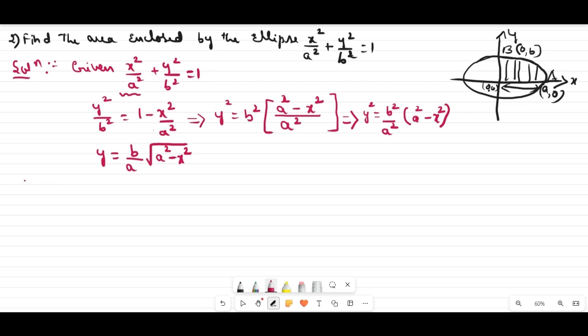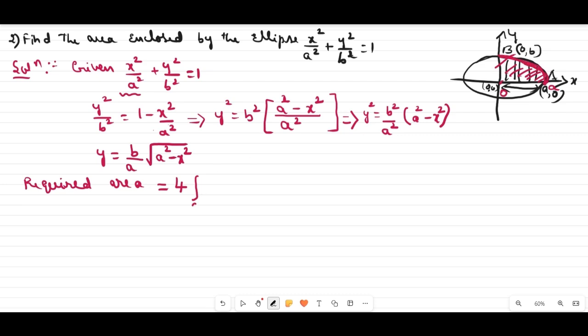Now let me find the required area. The required area is 4 times, same as the circle. I am finding the area enclosed in the first quadrant. If you multiply by 4, you will get the entire area of the ellipse. So that's why 4 times the integral. Even here, on the x-axis the first point is 0 and the ending point is a. So the limit is from 0 to a. The curve is the ellipse equation.